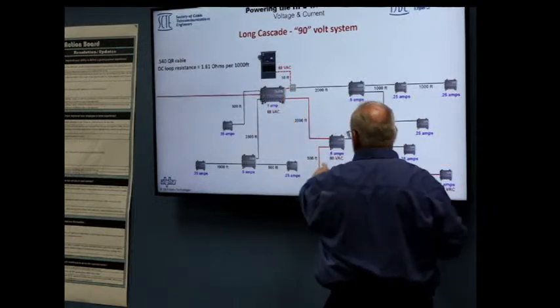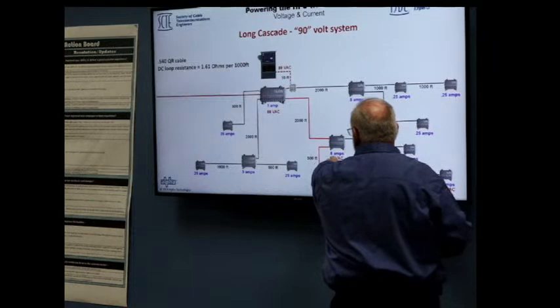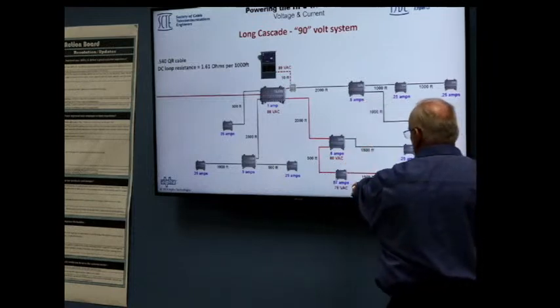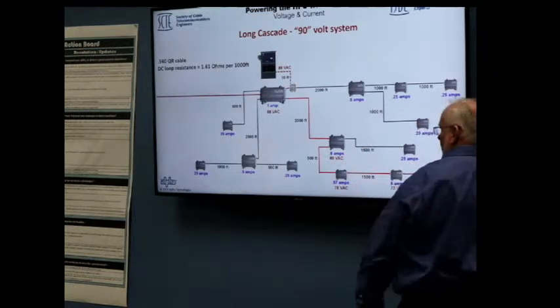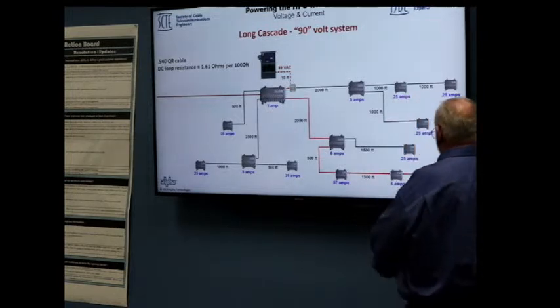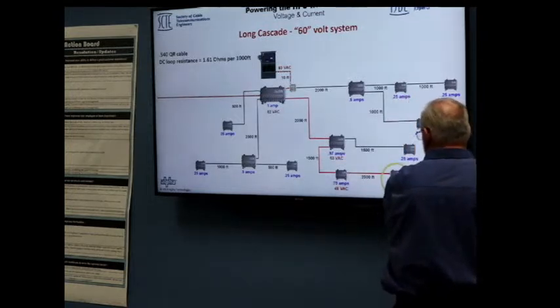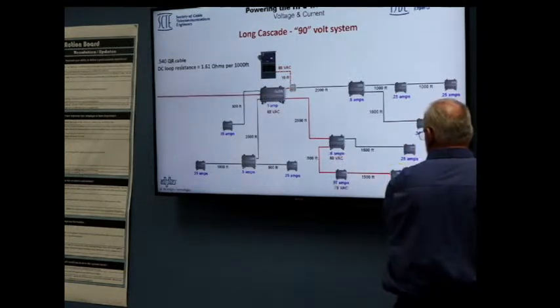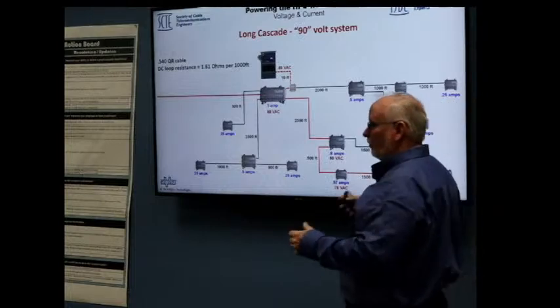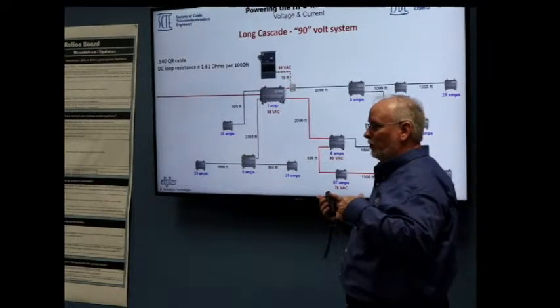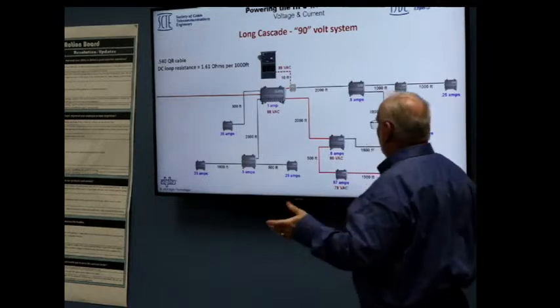Now I'm going to flip it to 90 volts, and now you see because they're drawing less current, and I have a higher voltage, we can easily power at the end of the plant. This is 60 volts. That's 90 volts. This is the reason that all the MSOs are moving to 90 volts.